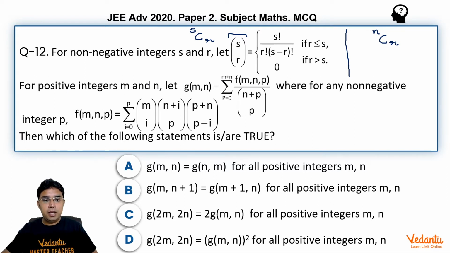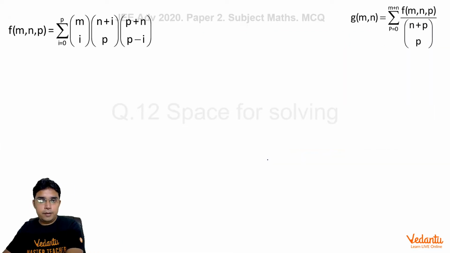For positive integers m and n, let g(m, n) is equal to sigma p equal to 0 to m plus n of f(m, n, p) upon n plus p Cp, where for any non-negative integer p, f(m, n, p) is equal to sigma i equal to 0 to p of mCi into n plus i Cp into p plus n Cp minus i. Then which of the following statements are true? Let us first solve and then see what all options are.